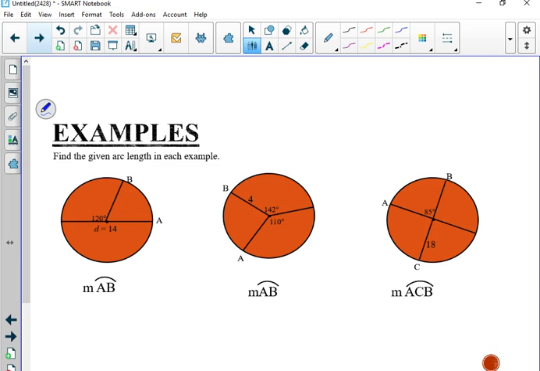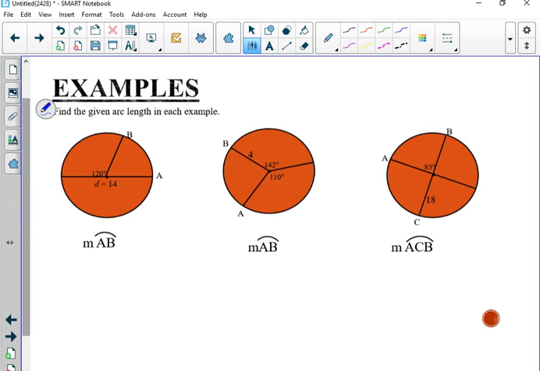Hit pause if you need it, as usual. Okay, find the given length of each example. I think you can figure out how we're doing this. So we have 120 degrees here. That's not correct. We have 60 degrees here because it forms a straight line. We're going to have 180 down here. We really don't need to know the length of the diameter. That's just kind of a distractor at this point. So AB is 60 degrees.